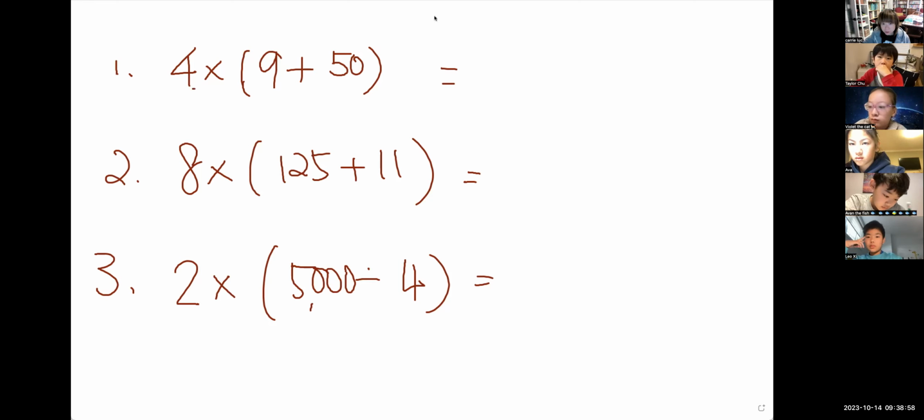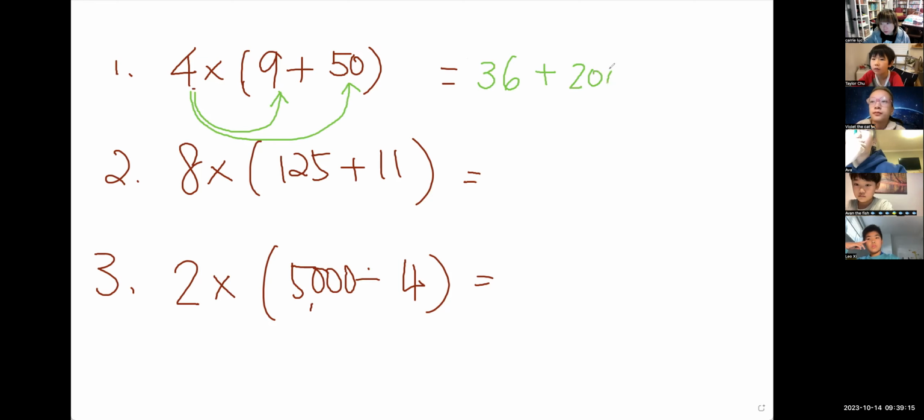Okay, so everybody, if you have a little error, okay, so Taylor understands, so 4 times 9 equals what? 4 times 9. 36. Okay, so 4 times 50 equals what? Equals 200. Correct? So it's 236. Very easy. Okay, next one, Violet, the cat.